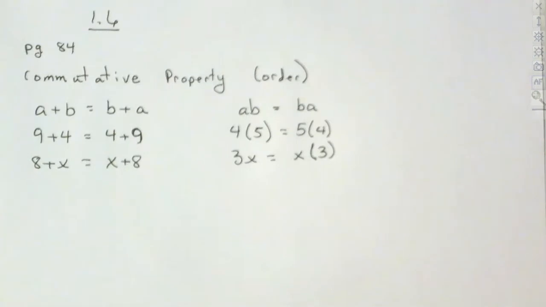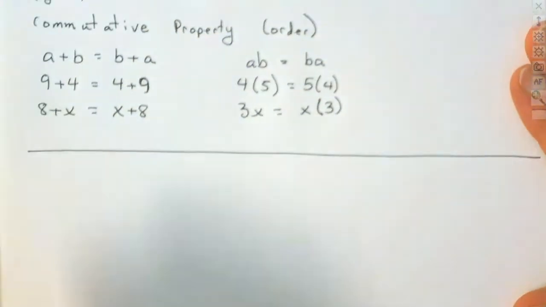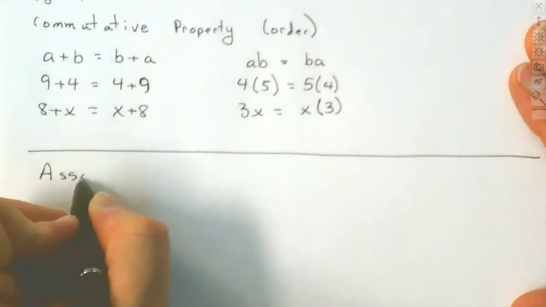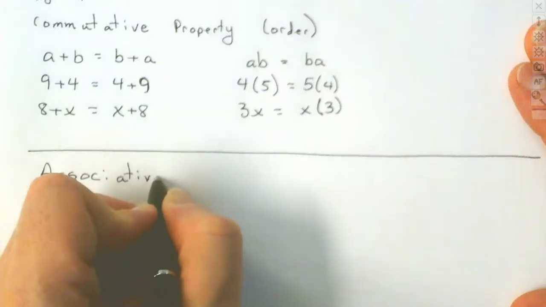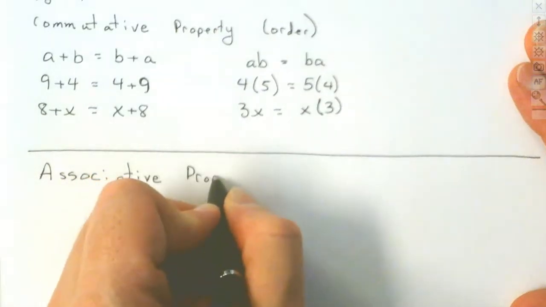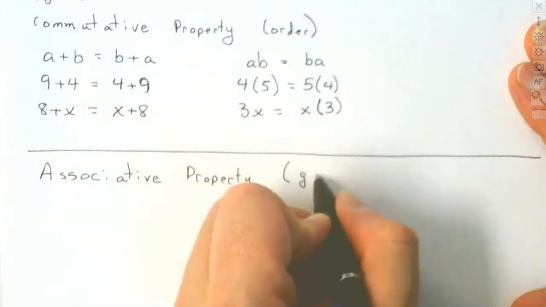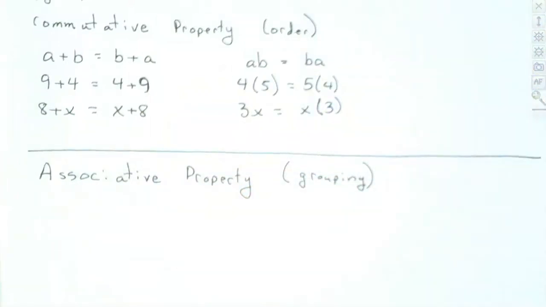Now the associative property, what we do with the associative property is we switch the groupings. That's our next one. So the associative property, we work with the groupings, what's grouped together. We don't change the order. All we change is what is grouped together.